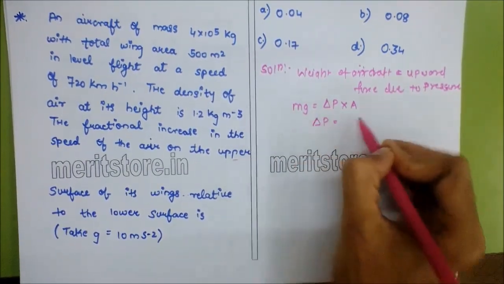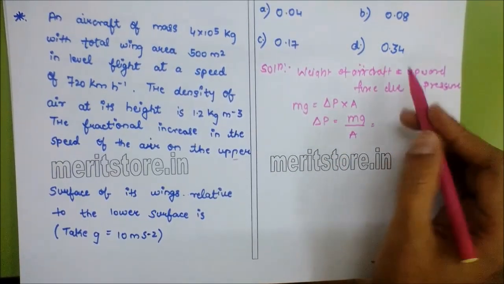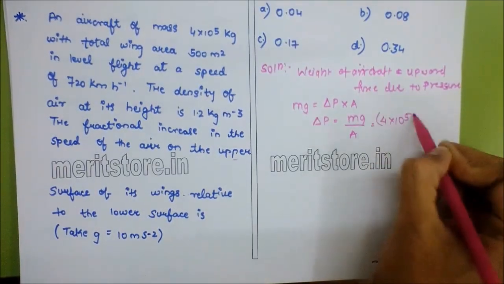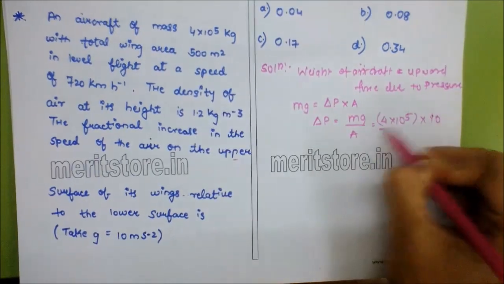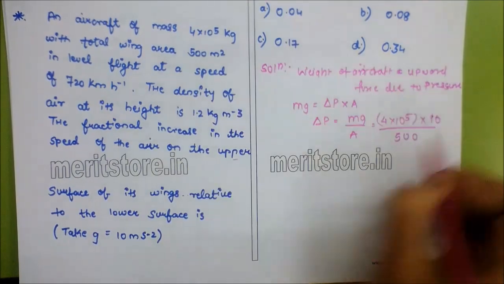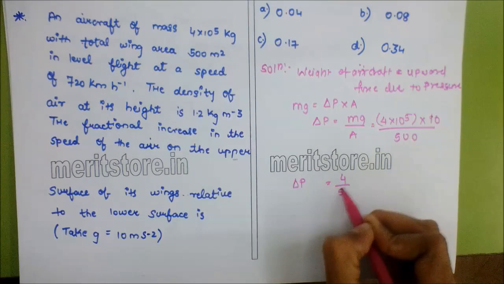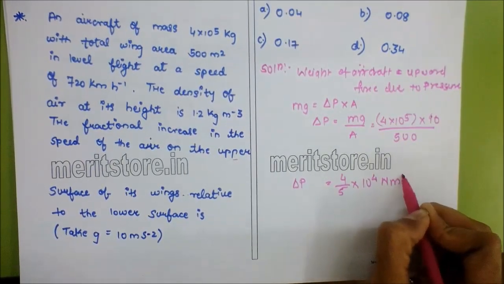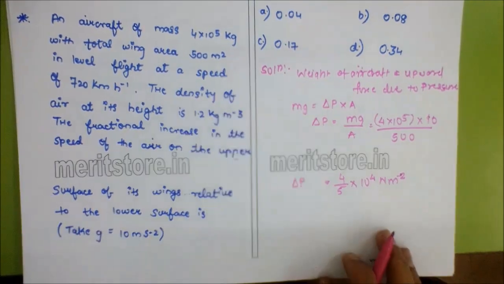So delta P equals mg upon A, where m is the mass. The total mass of the aircraft is 4 × 10⁵ multiplied by g. We take g to be 10, divided by the area, which is 500 meters square. So the change in the pressure comes out to be 4/5 into 10⁴ Newton per meter square. This is the change in the pressure.